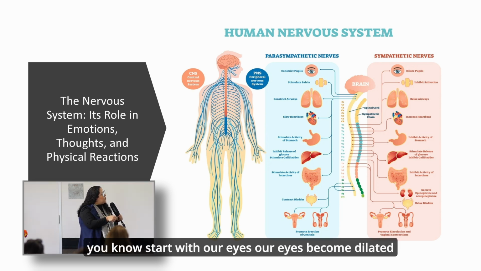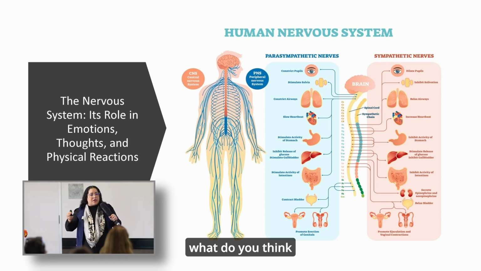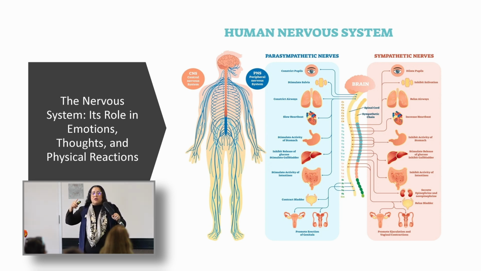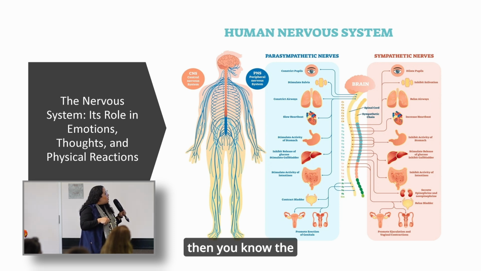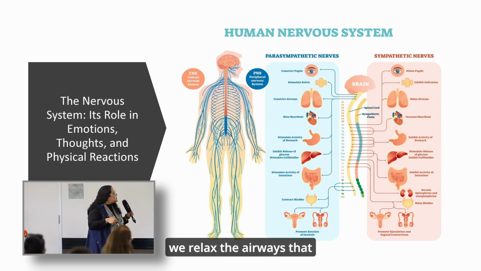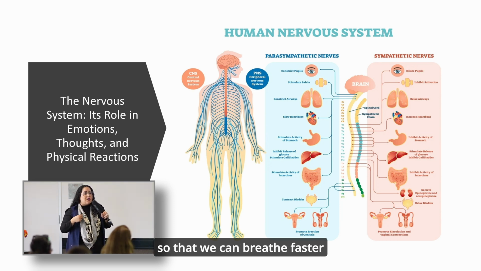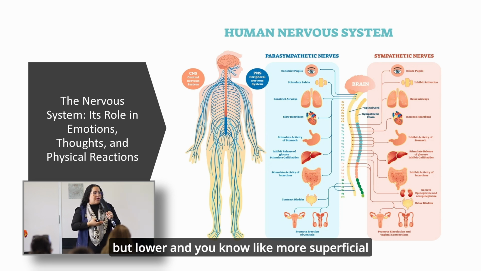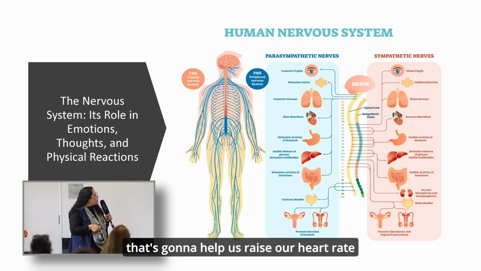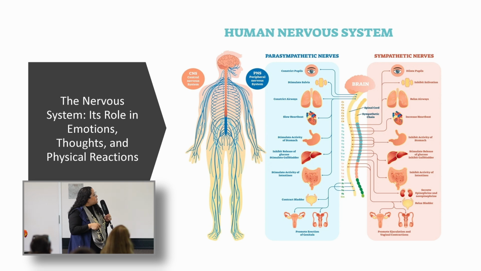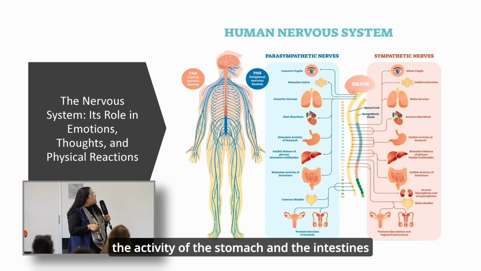So some of the things you said that will happen are here. But let's start with our eyes. Our eyes become dilated. Why does that happen? What do you think? Yes, so we can see better, okay? We can see danger better. Then, we relax the airways. That's so that we can breathe faster, but, like, more superficial. It's only getting to our lungs, okay? That's gonna help us raise our heart rate, okay? And then we inhibit the activity of the stomach and the intestines.